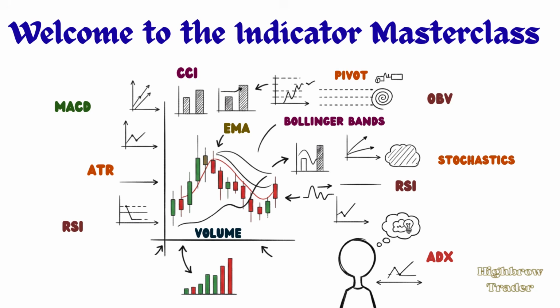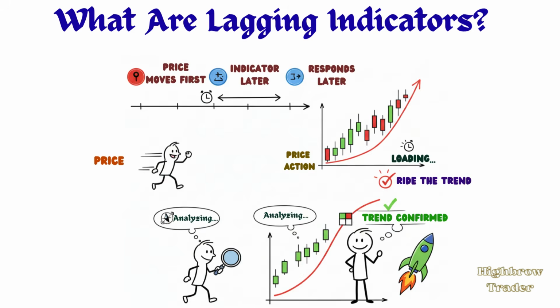Let's start with the first group, the lagging indicators. The lagging indicators follow price. They react once a move is underway, confirming the trend's power. They help you confidently ride strong trends and avoid second-guessing your trades. While they may not predict reversals early, they keep you in winning moves longer. Think of them as your trusted guide, showing clear momentum so you can trade with confidence. Let's explore the key lagging indicators and how to use them for smarter trading.